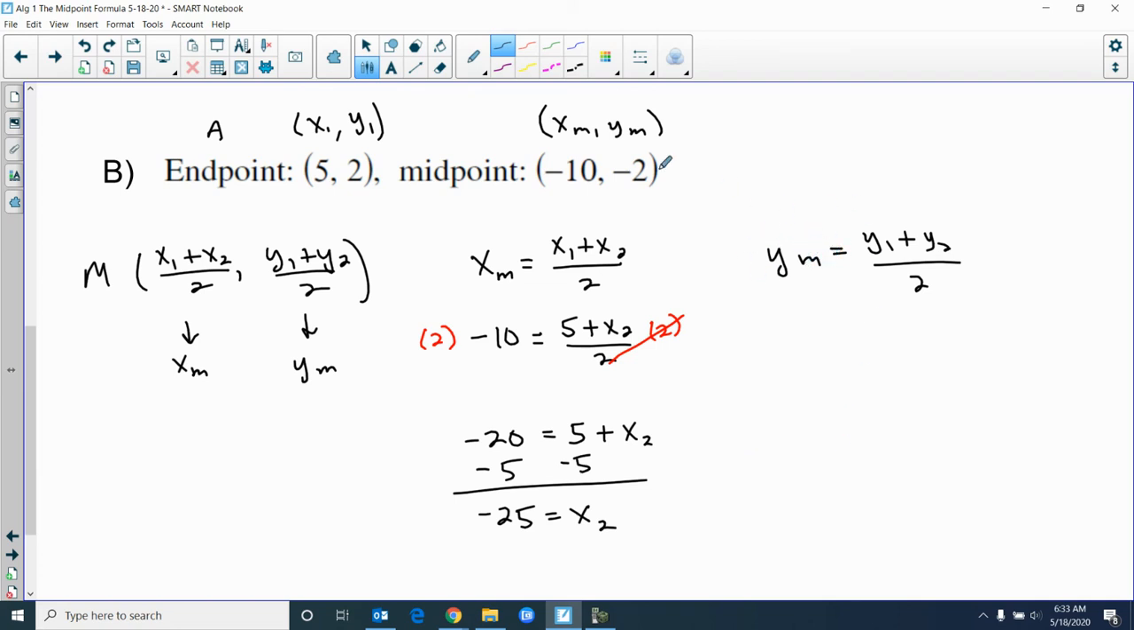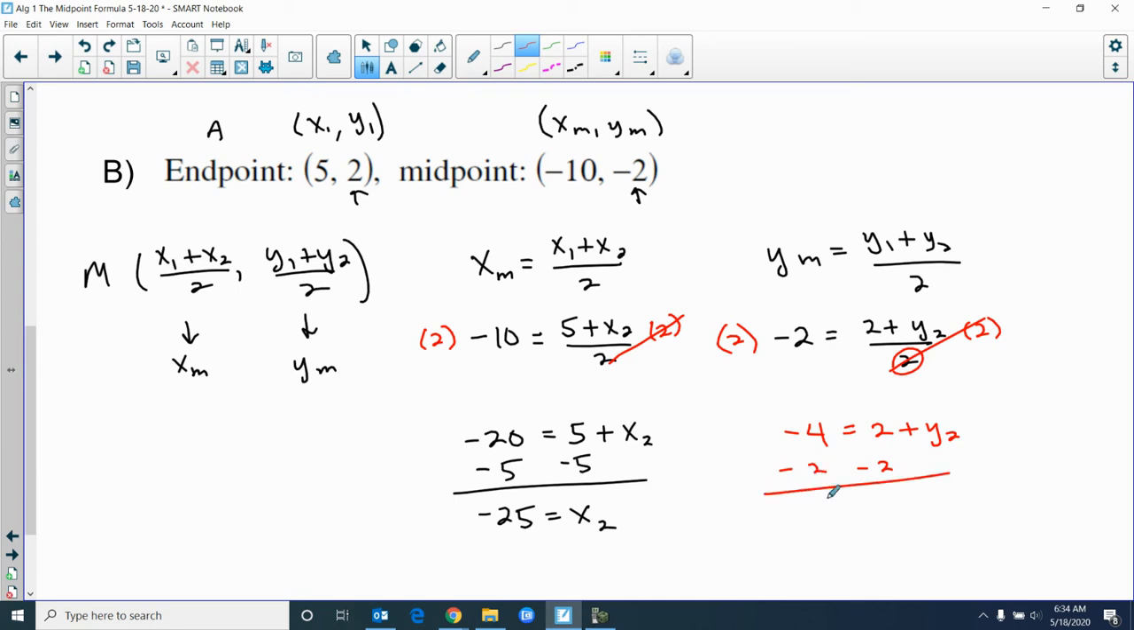Okay, what's the y coordinate of the midpoint? I know what that is. That is negative 2. And what is the y coordinate of the known endpoint? It is 2. We have a lot of 2's running around here. I need to get rid of this 2, so I multiply both sides by 2, and that cancels. 2 times negative 2 is negative 4, and you get 2 plus y sub 2. Subtract 2, and I get negative 6 equals y sub 2.